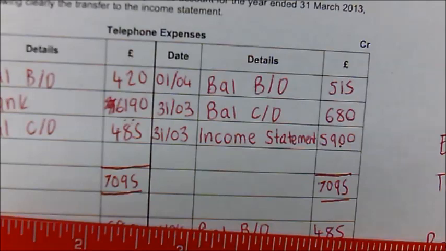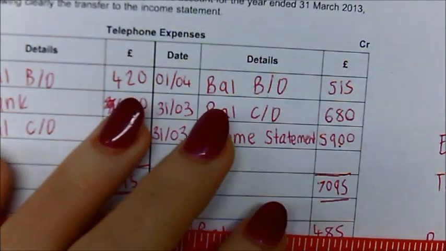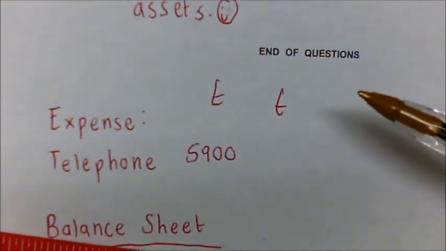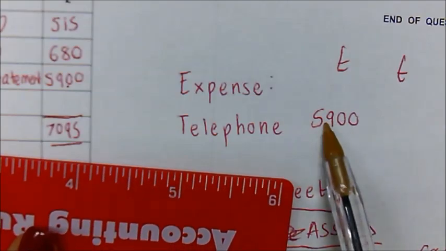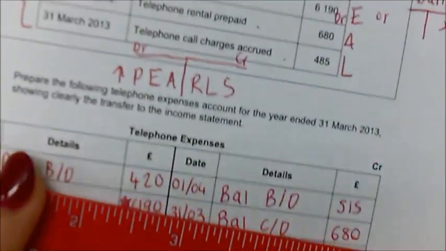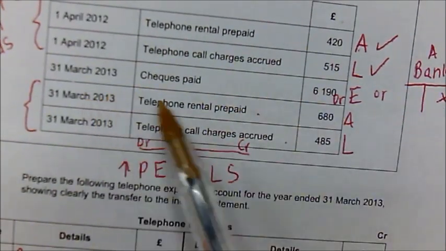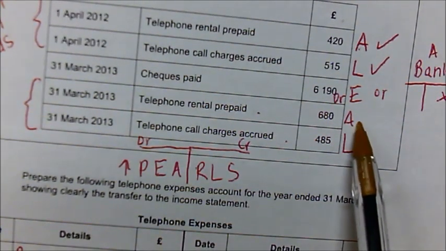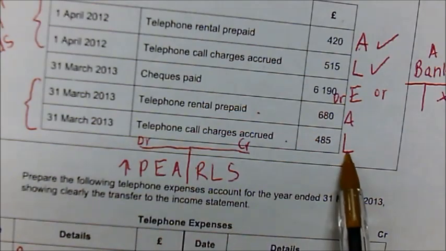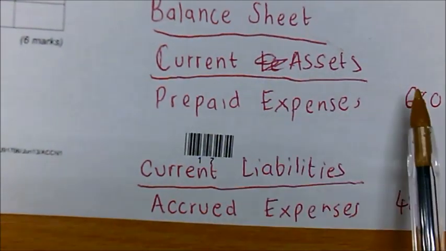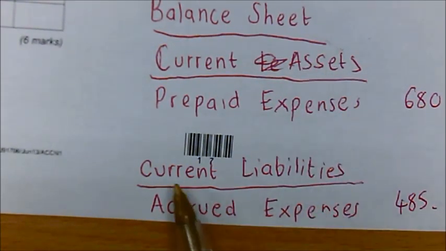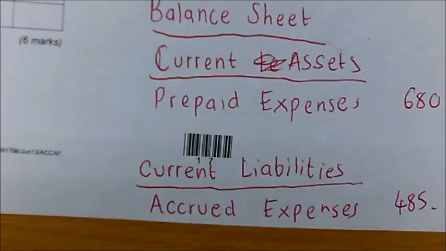Now, I've actually fully answered the question now, but it could be at this point in the exam you were asked to do an income statement and a balance sheet extract. To do that, all we would do is the following. So the expense figure, okay, for the income statement is £5,900. And for the balance sheet extract, I've done the planning. I've got a Bal CD at the year end of 680 as a current asset, and a Bal CD at the year end of a current liability of 485. So all I need to do, okay, is put prepaid expenses 680, it's an asset balance, and current liabilities 485 as a liability balance.